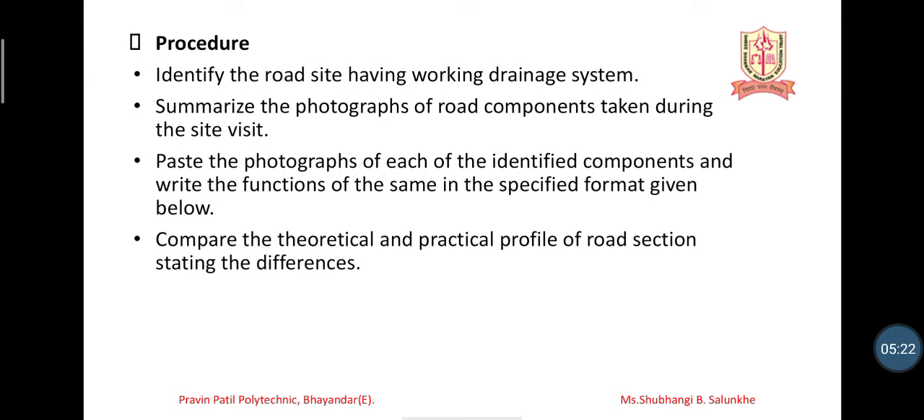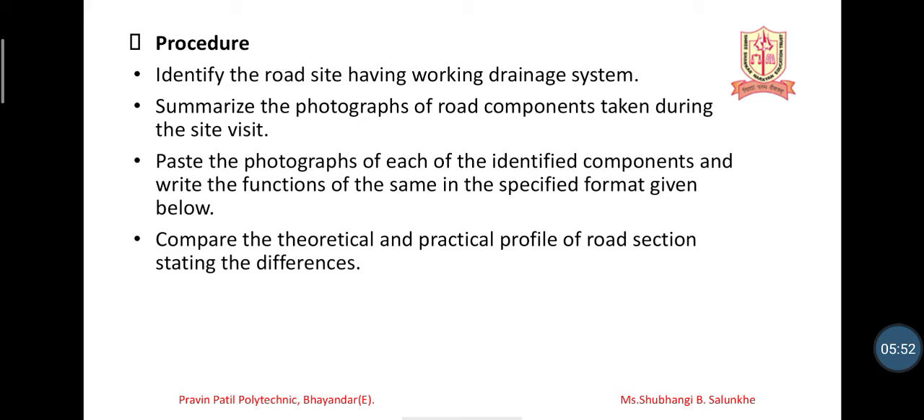What is the procedure? Identify the roadside having a working drainage system. Then summarize the photographs of the road components taken during the site visit. Paste the photograph of each of the identified components and write the function of the same in the specific format. Then compare the theoretical and practical profile of the road section, stating the differences. We have to stick the photos in.